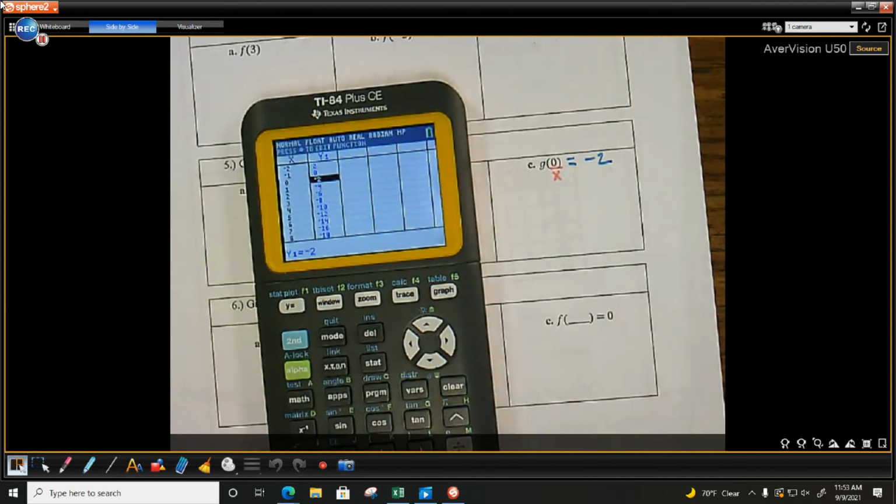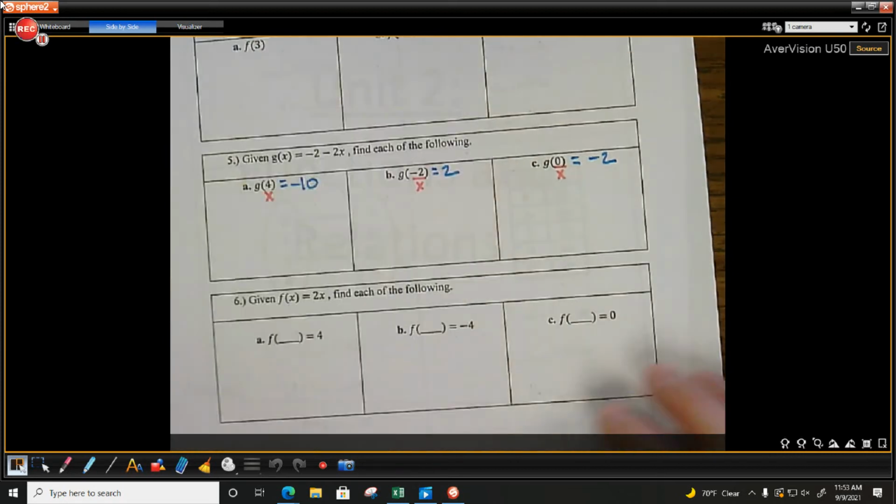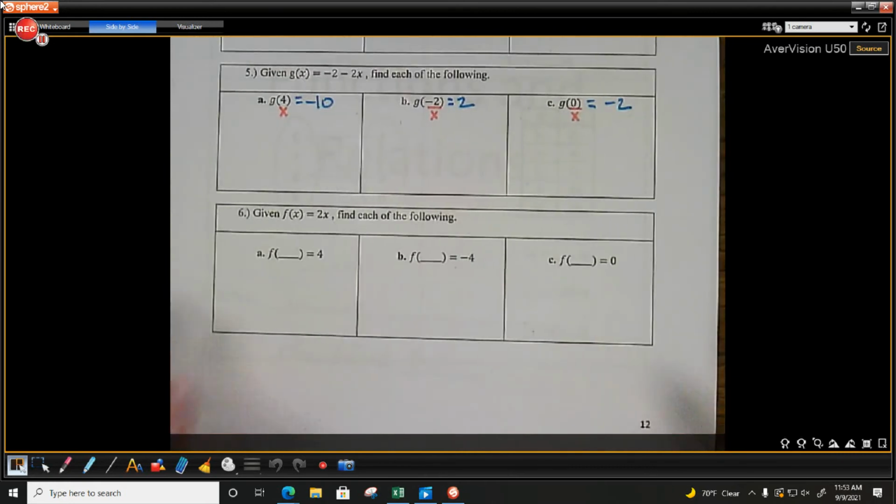Should you ever get these questions wrong, guys? If you do it by hand, that's great. Then do it on the calculator to check yourself. We good? What's wrong? Yes. Yep, because this is different. I'm not giving you the x value, I'm giving you the y value.